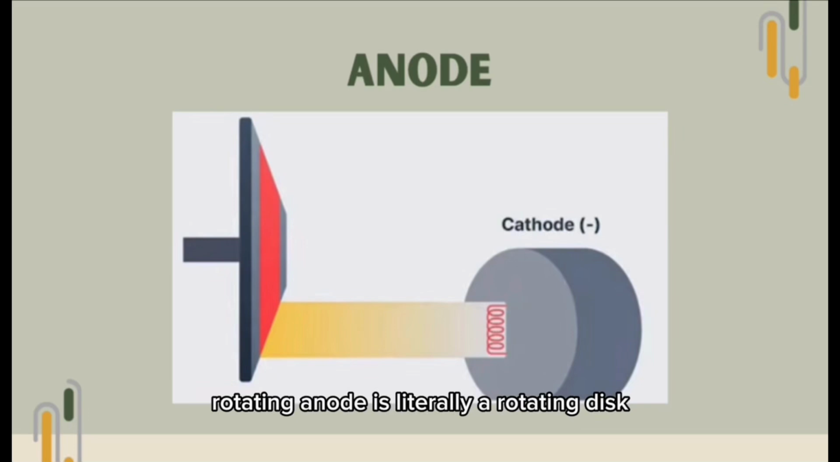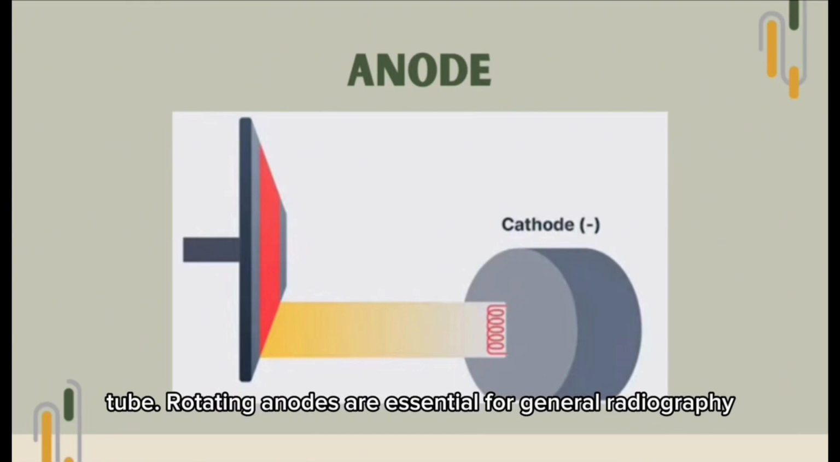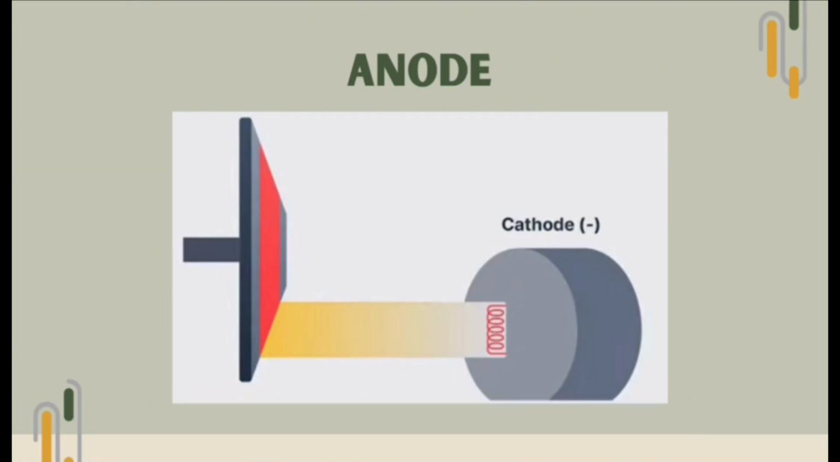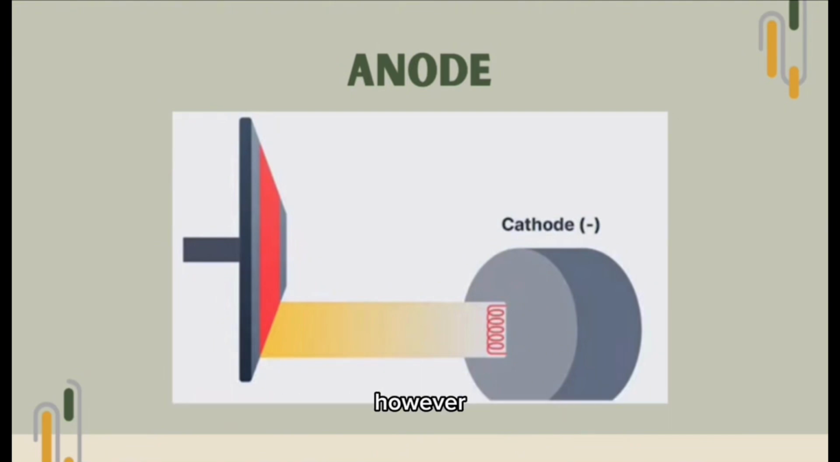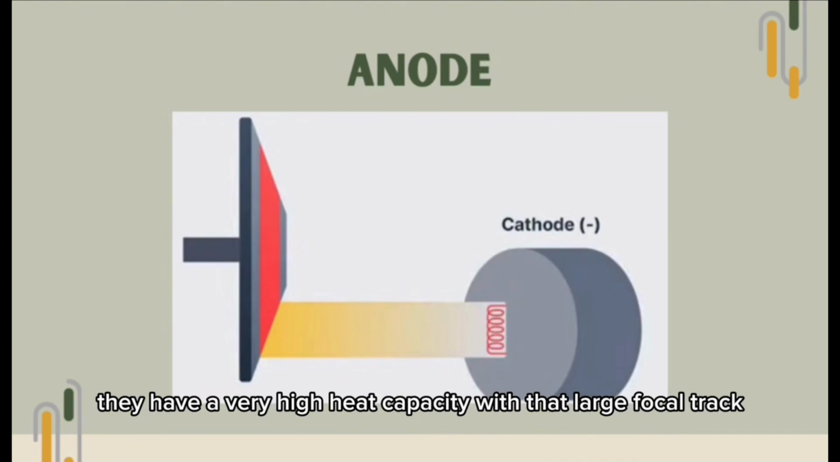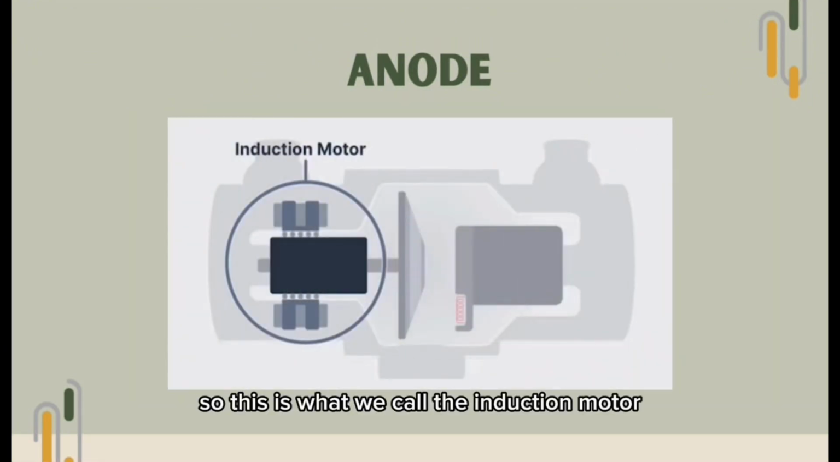Rotating anode is literally a rotating disc. This has the effect of spreading out those electrons over a much larger area and significantly increasing the heat capacity of the X-ray tube. Rotating anodes are essential for general radiography. Rotating anode is a little bit more complicated. However, they have a very high heat capacity with that large focal track, and because of that, they can be used for high exposures.